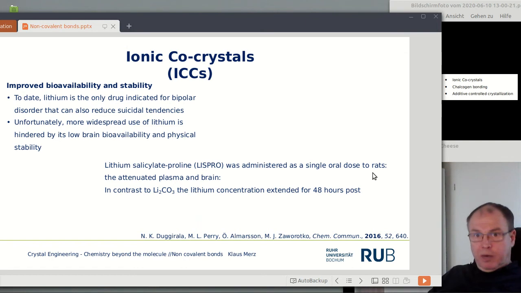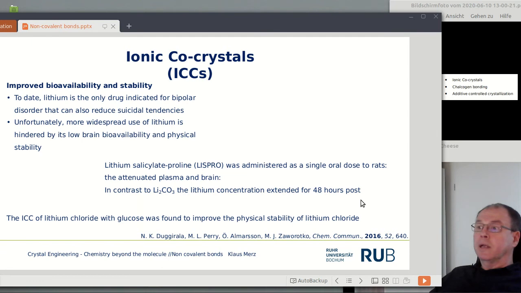This was no problem for the blood-brain border. Another point is we have a much longer lifetime of lithium concentration after, for example, 48 hours. You see it here, no? Because it's extended for 24 hours post.